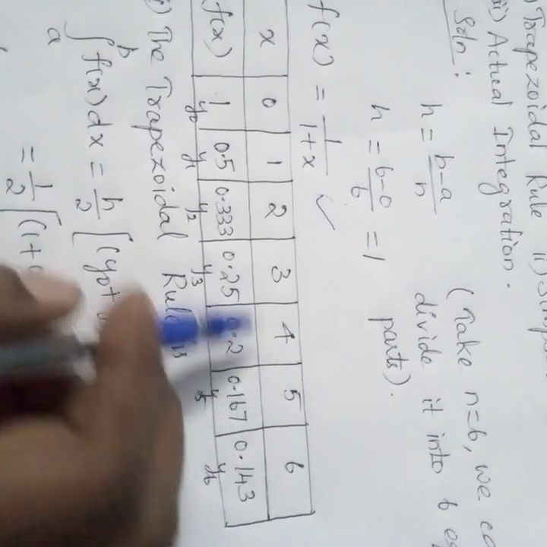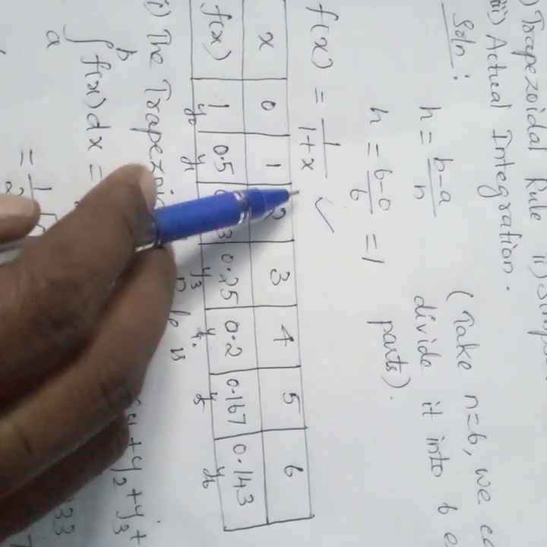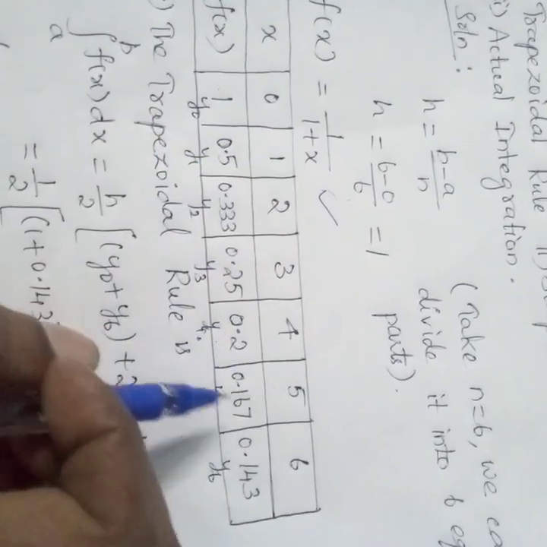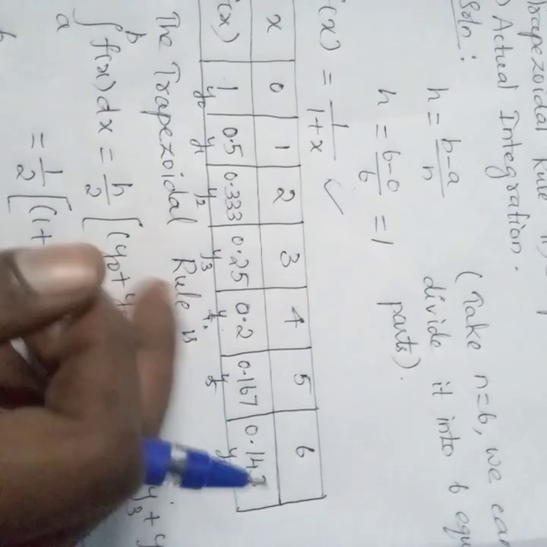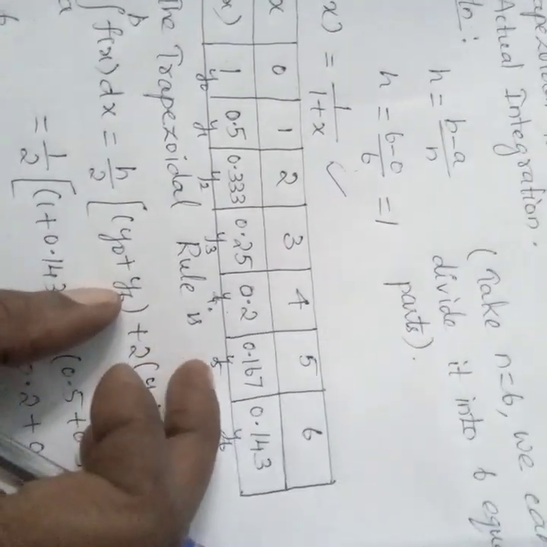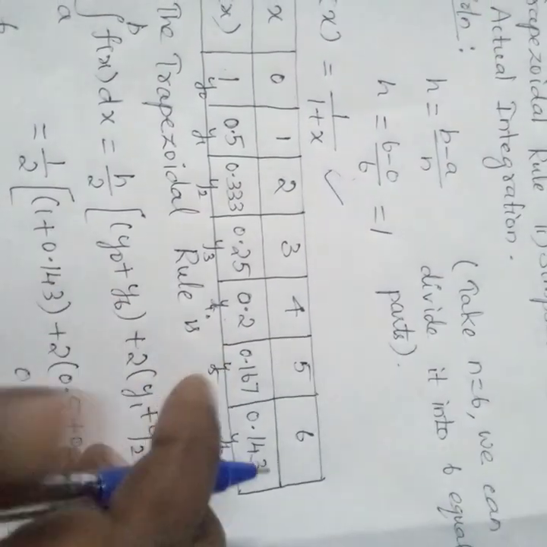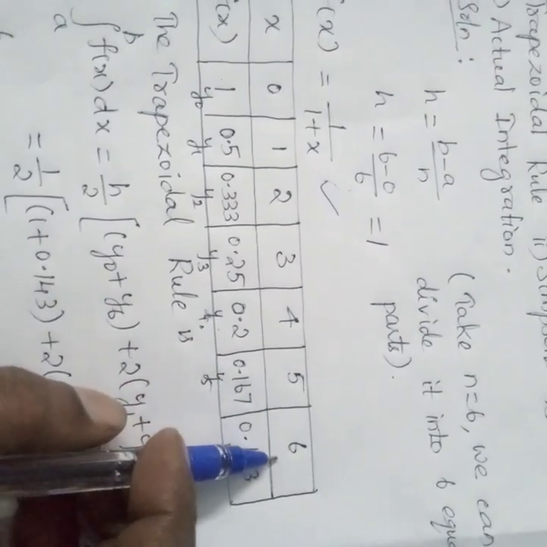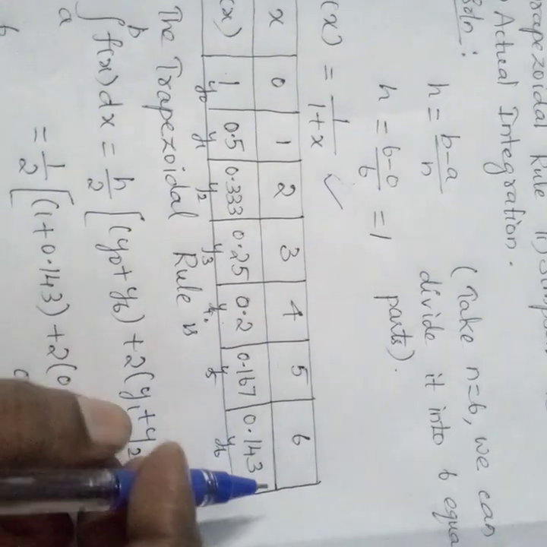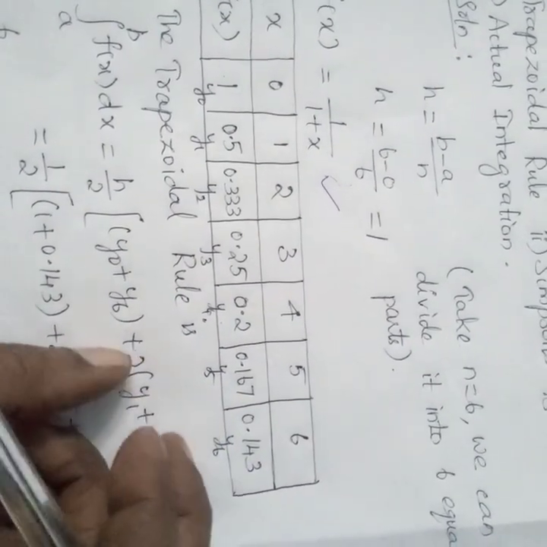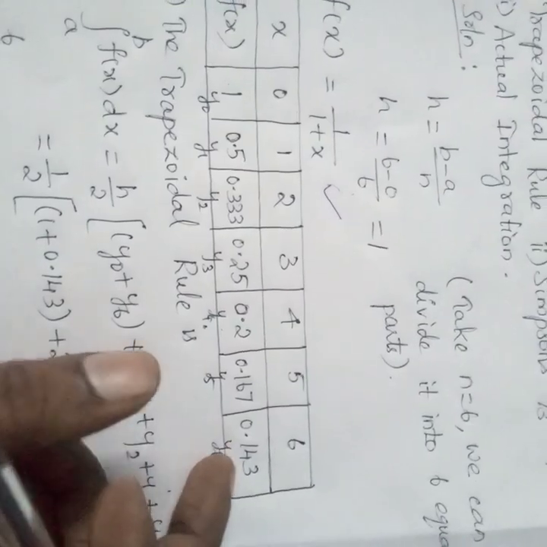Then x equal to 5. So in the place of x you put 5. So 1 by 1 plus 5, that means 1 by 6, it is 0.1666 etc. We can take up to 3 decimal places. So it is 0.167. And x is equal to 6. So 1 by 7, 0.1427 like that. So it is 0.143.